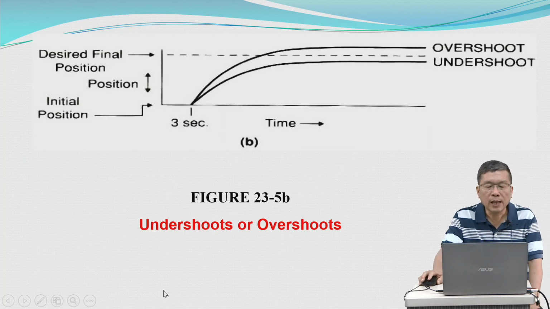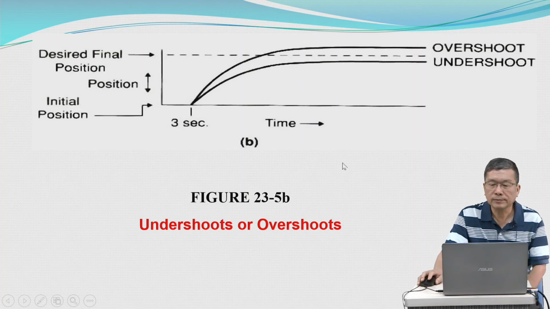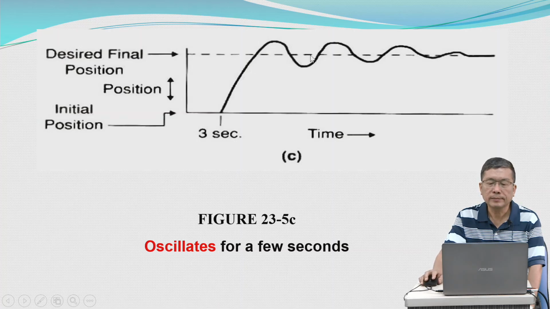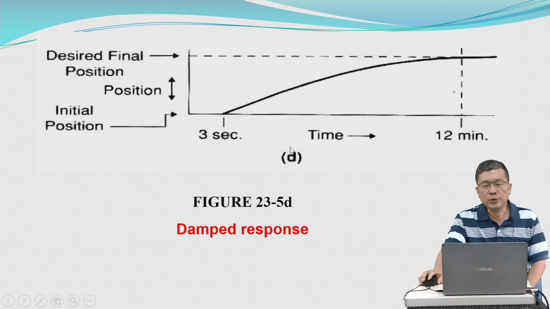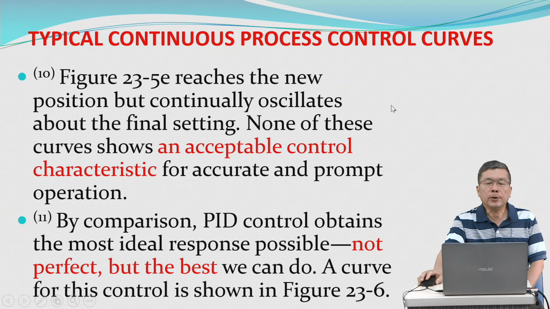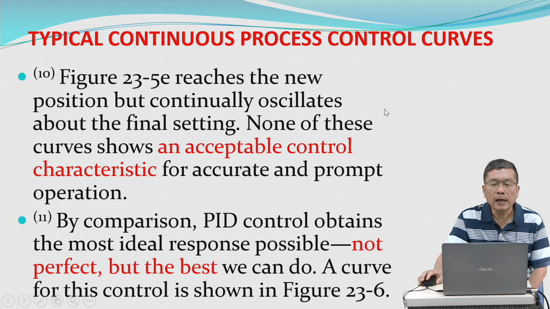This picture shows undershoots or overshoots. This picture shows oscillation for a few seconds. This picture shows a damped response. Figure 23.5e reaches the new position but continuously oscillates above the final setting.